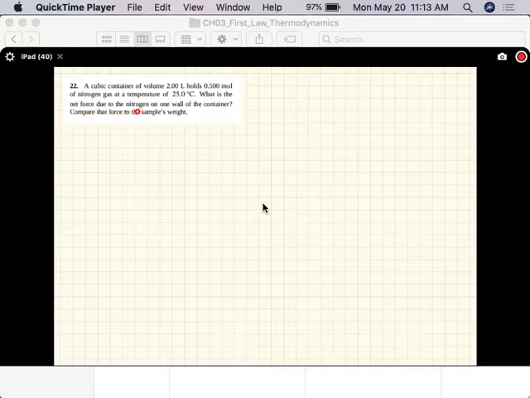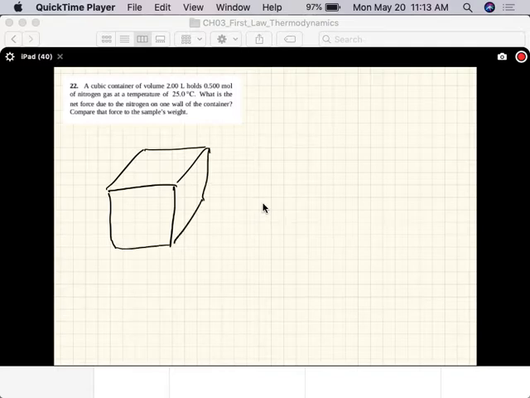What is the net force due to nitrogen on one wall of the container? And compare the force to the sample's weight. So this is a cubic container. Let's draw a cube. All right. The problem says what is the net force?